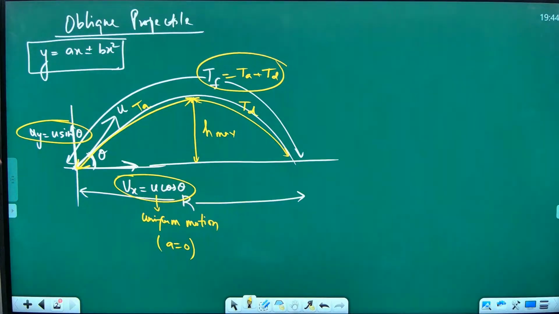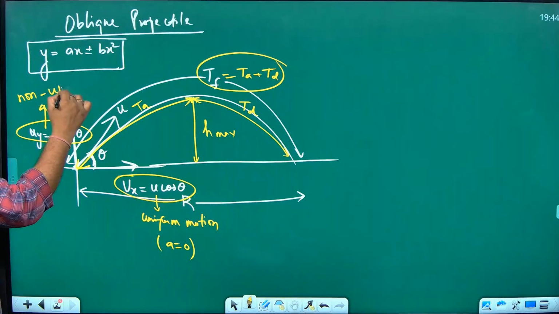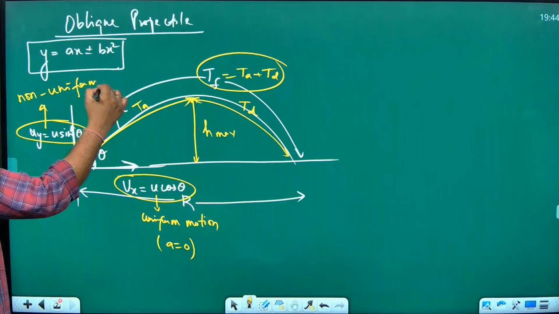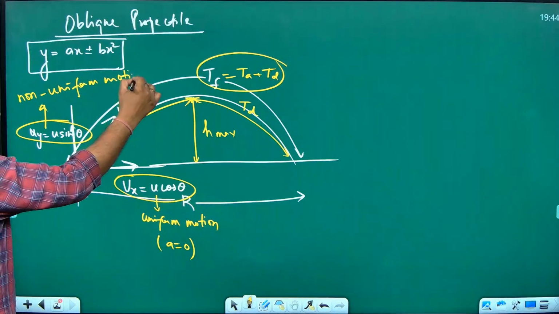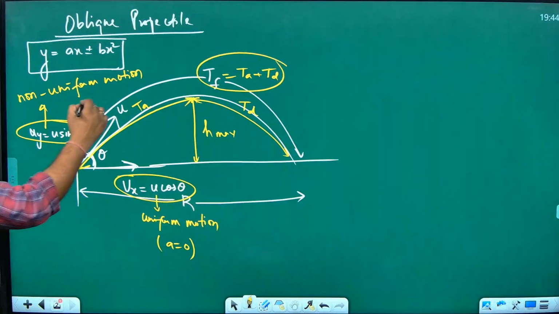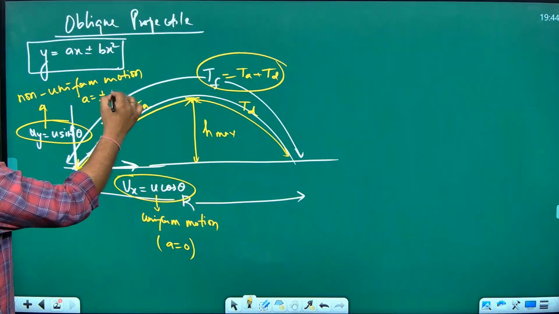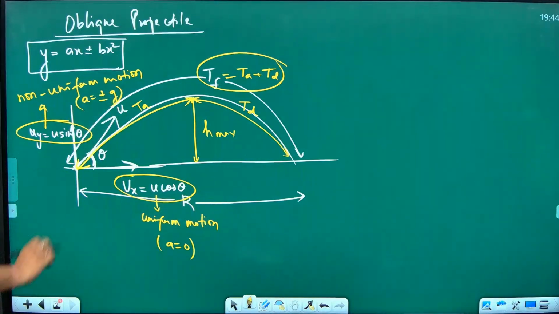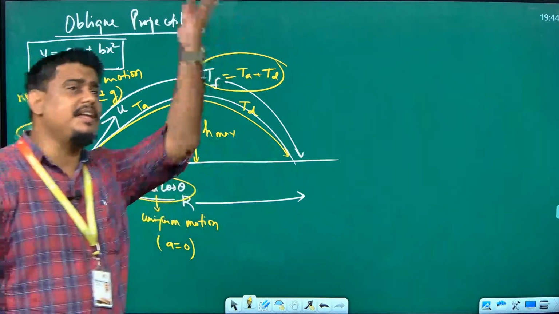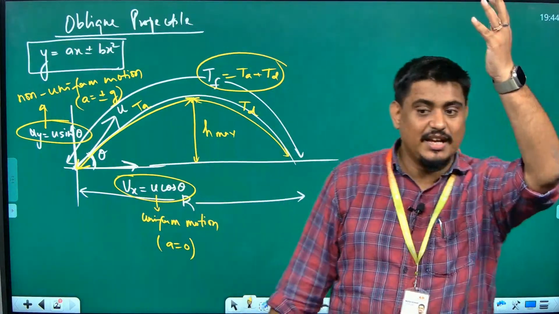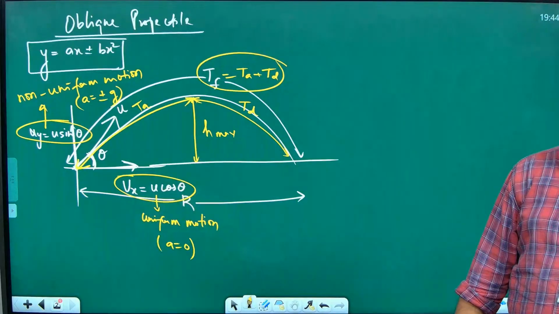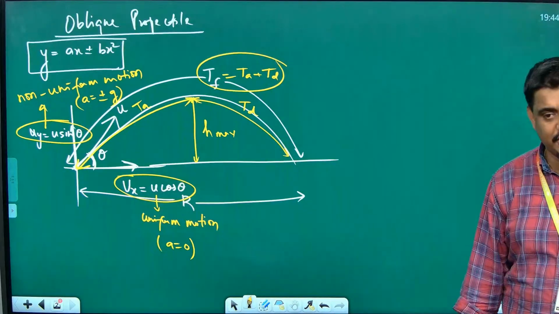If it is u sin theta, it is in non-uniform motion. When I say non-uniform motion, what do I mean? Acceleration definitely will be there. And what will be the value of acceleration? Plus or minus g. If an object is going against the gravity, minus g is the acceleration. If an object is coming towards the gravity, plus g is the acceleration.